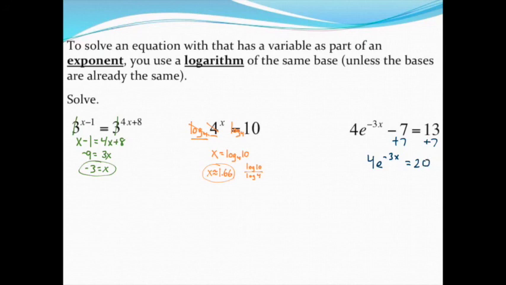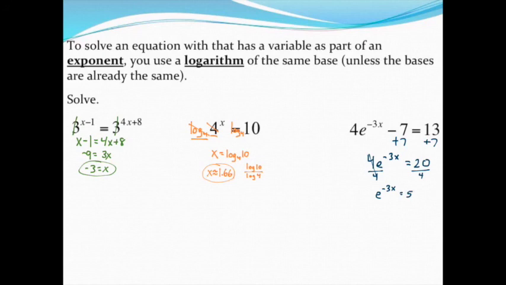Next up, I want to divide by 4. 4 is not the base of the exponent, e is the base. So I can divide both sides by 4. I want to get that base isolated. Dividing both sides by 4 then leaves me with e, which remember is just a number, to the -3x is equal to 5. And so at this point, now I'm down to an exponential equation.